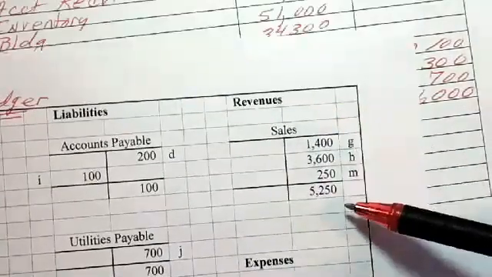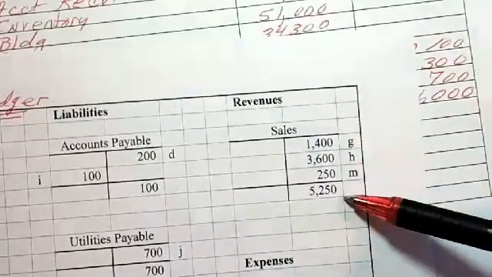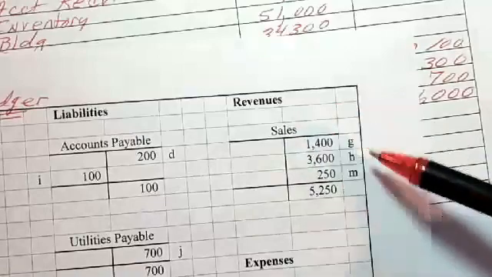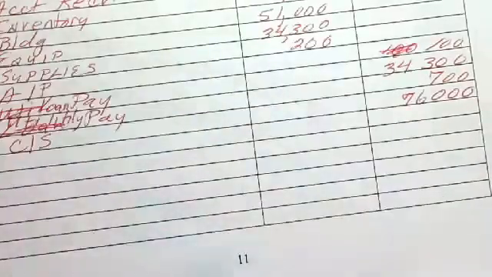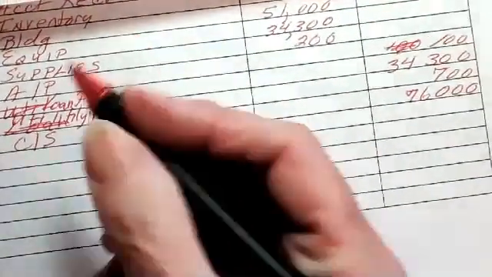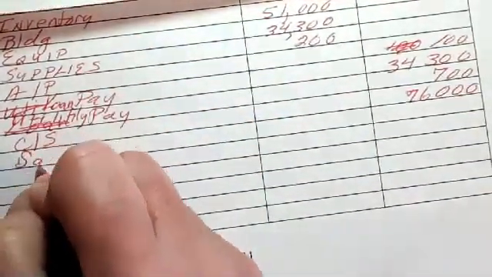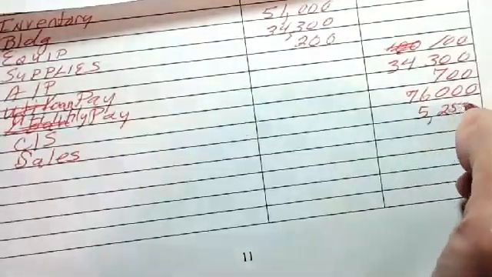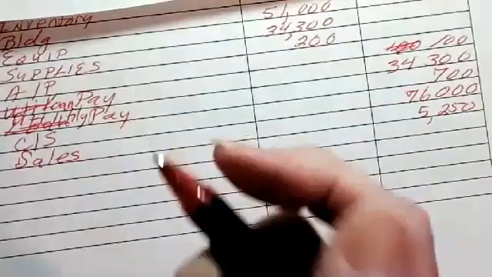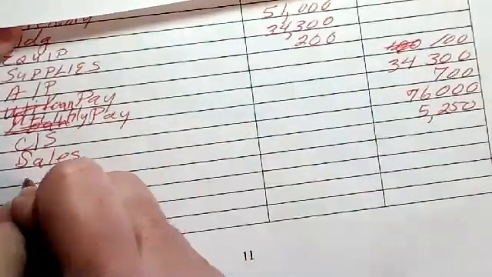My revenues, something must be outside. I don't know if you hear the dogs barking. But the revenues are 5,250. Remember, they would have a credit balance. So my revenues or my sales, whatever you want to call them, 5,250. Now they're starting to howl.